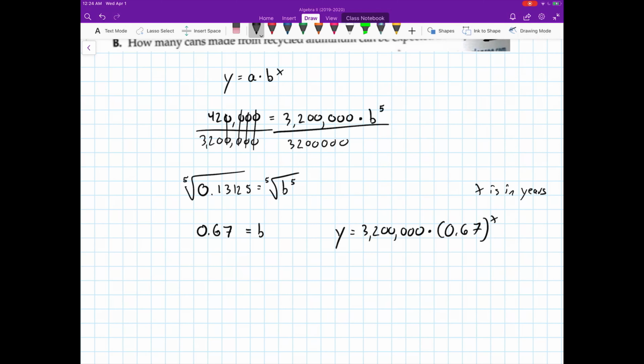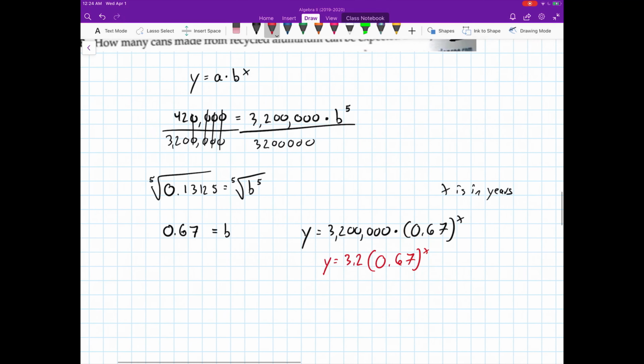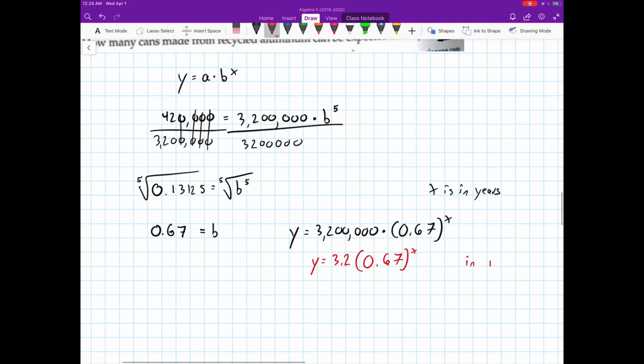One thing I will say, you do have the option here, as long as you notify whoever you want to notify, to put this in millions. So you could also say y is equal to 3.2 times 0.67 to the x, as long as you remember to tell them this would be in millions. So they'll have to know to fix that at the end of the problem.